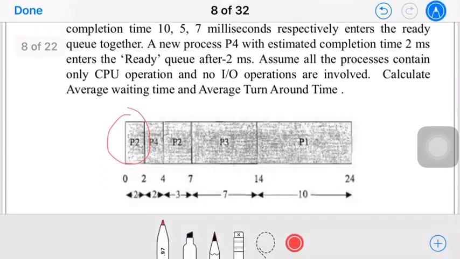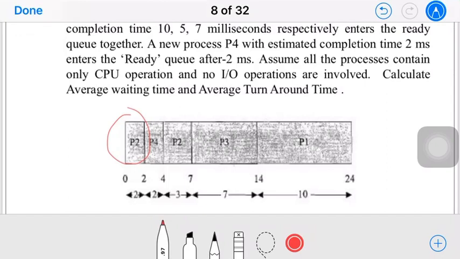But after P2 starts executing, after 2 milliseconds, P4 is entering in the queue. So the queue gets refreshed, and now P4 is coming into the picture. How much time does P4 require? 2 milliseconds. And the currently running task is P2, which is still remaining with how many milliseconds?